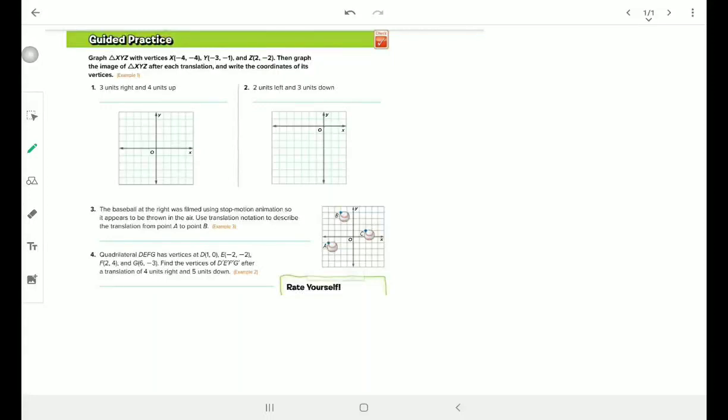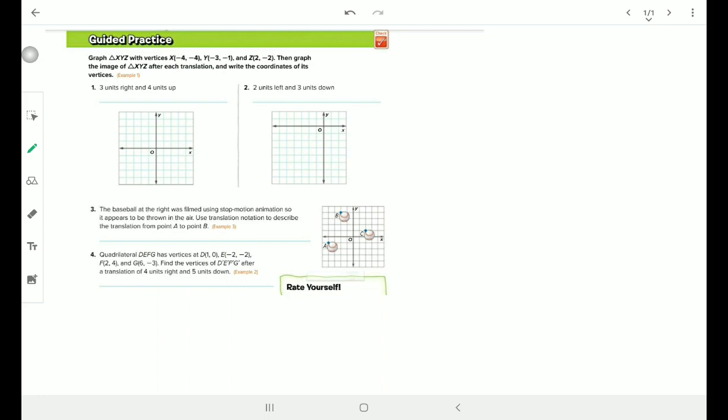This is a video to help you with the lesson in Chapter 6, Lesson 1 with translations. Your assignment was page 456, numbers 1 through 4, and page 457, 1 through 6. With translations, translation just means to slide an object. So we're going to be dealing with coordinates and shapes, and we are going to look specifically at just sliding the object in a certain direction.